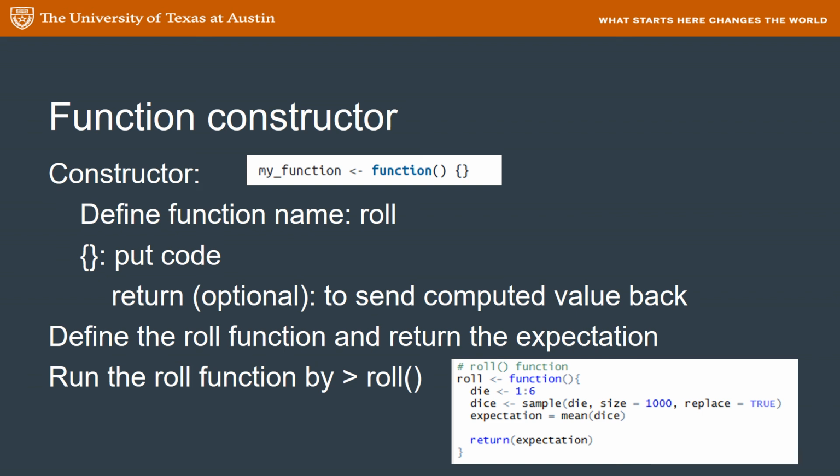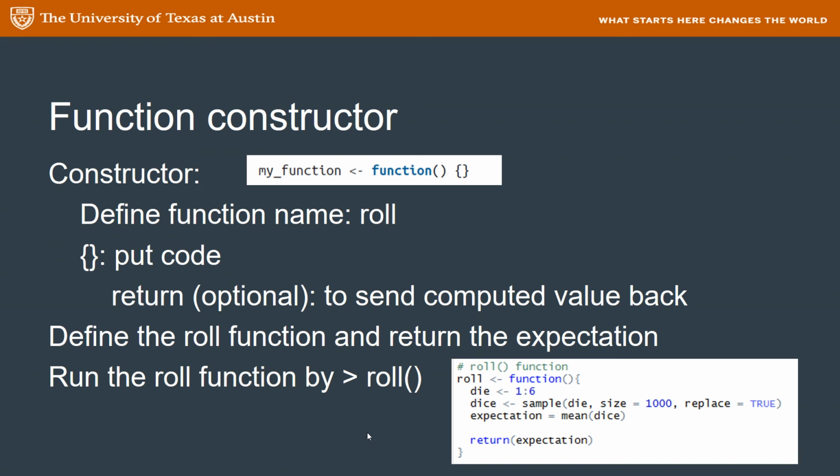So let's go ahead and try the example. We want to define the roll function and return the expectation. Here's how it works. Roll, the function name, is assigned the function, the parentheses, and the braces, and the three lines of code. And the last one is we return the expectation, and that's the right brace.